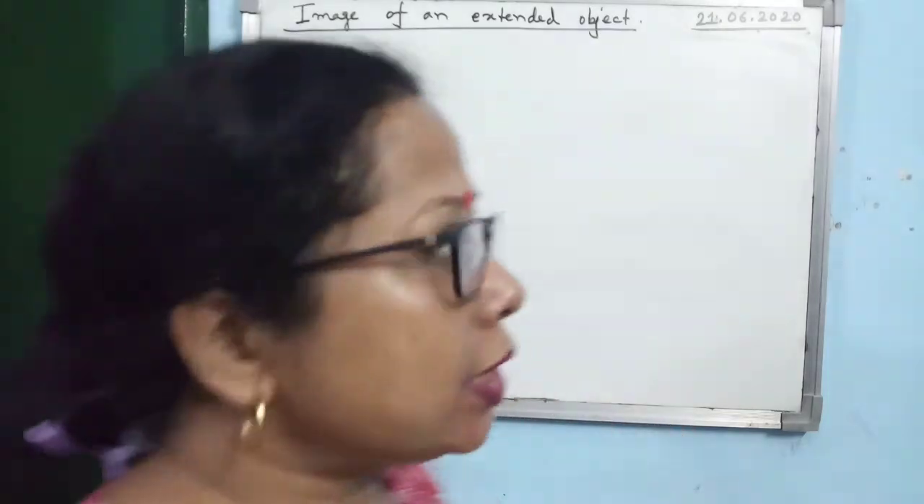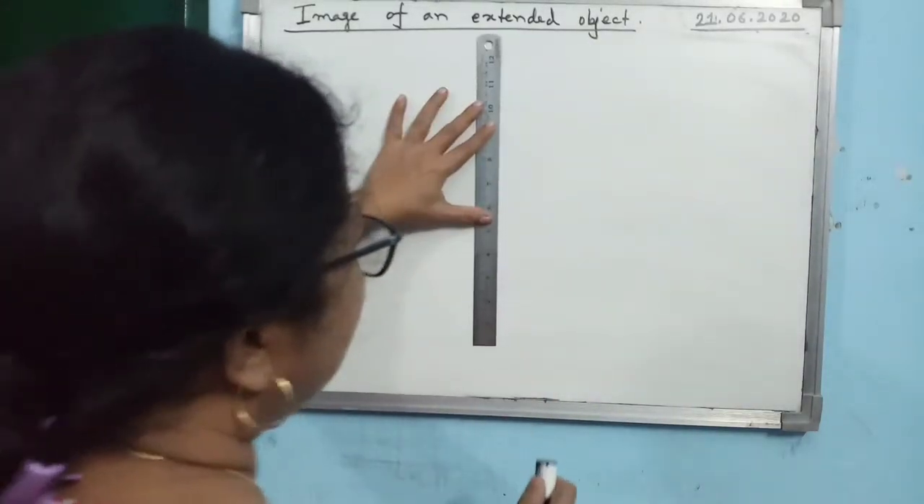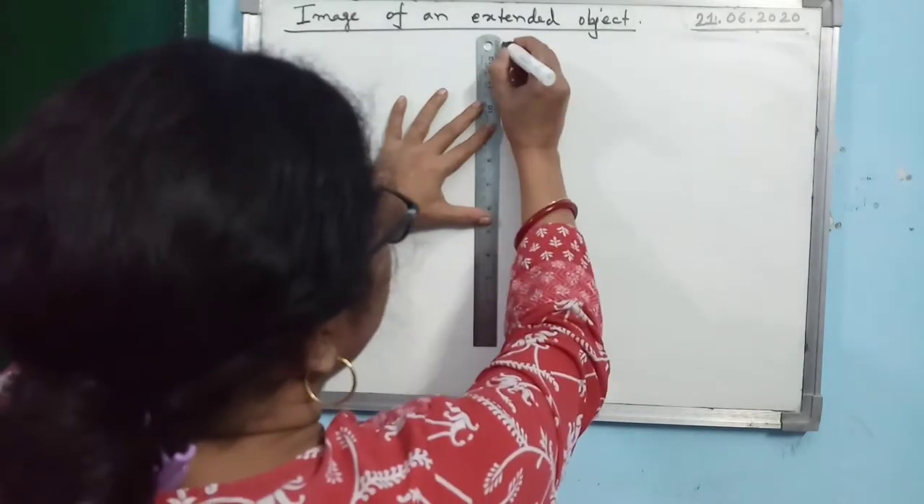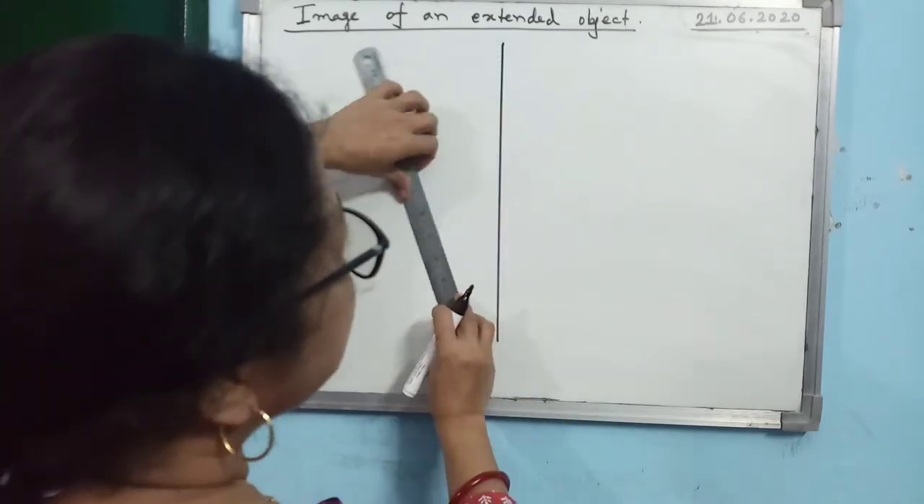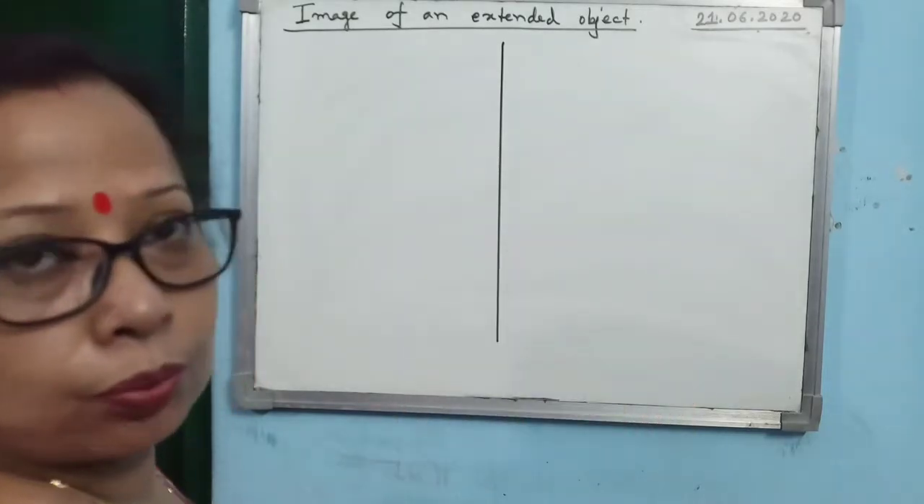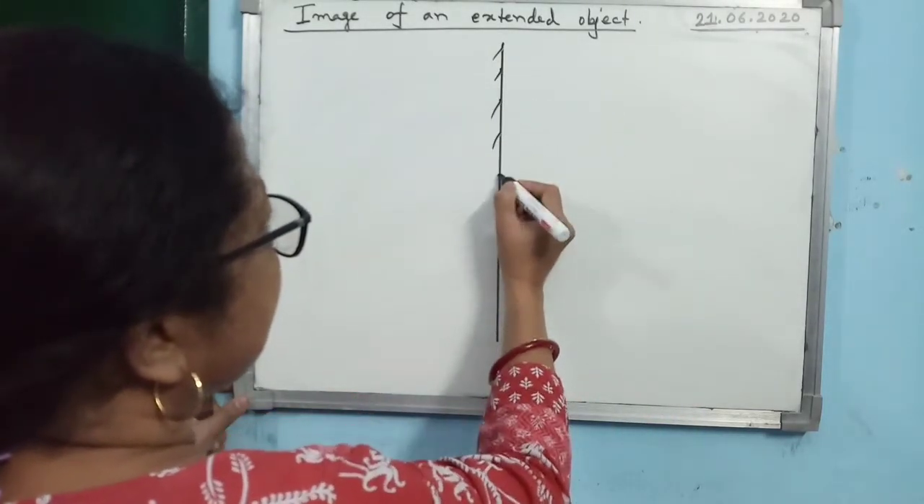So first of all, you draw the mirror, and when you draw the mirror, take care that it is perpendicular to the lines of your notebook. That's the way, first you take the mirror.